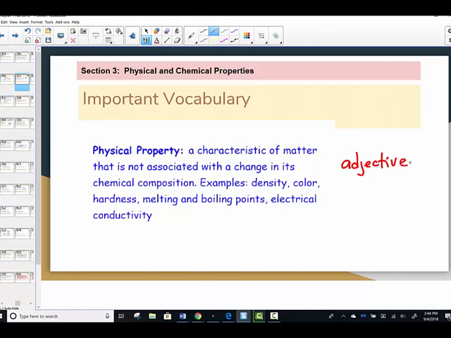I can tell you that water has a density of 1.00 gram per mL. I'm telling you about water without changing its chemical composition. I can tell you that an ice cube will melt at 0 degrees Celsius and that a pan of water will boil at 100 degrees Celsius. I can tell you that copper is a great electrical conductor, copper wire, for instance. I'm giving you descriptions or qualities of matter, but I've not changed its identity.